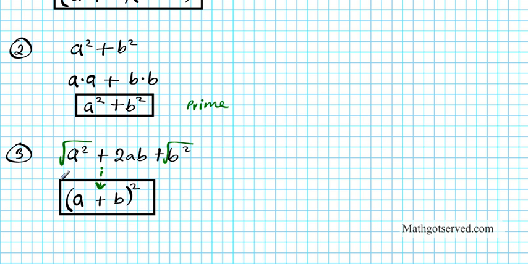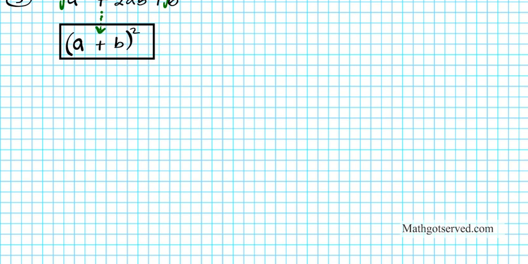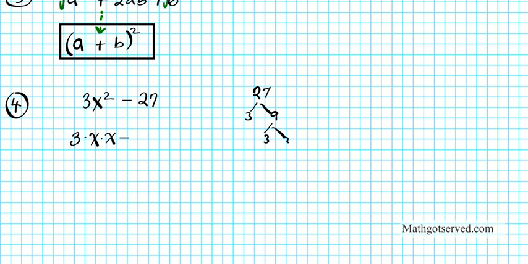Alright, let's move on to question number 4. What if we were supposed to factor the expression 3x squared minus 27? So what we do here first, we break down everything to see if we can take out a common factor. So we have 3 times x times x minus, if I break down 27, I can use my factor tree. Take out 3 and 9, 3, and then 3. So it's 3 times 3 times 3.